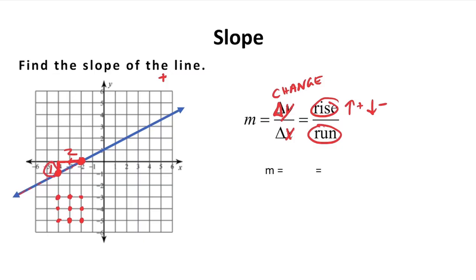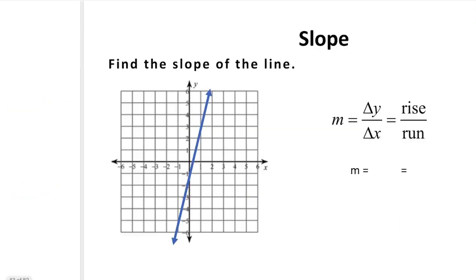Then I take however many I counted up or down, and I make a fraction. That goes on the top. The number I went sideways goes on the bottom. And then you reduce your fraction. 1 over 2 is already reduced. So this has a slope of 1/2. And that makes sense. It's a smaller number. 1/2 is smaller than 1, so my line is fairly flat.